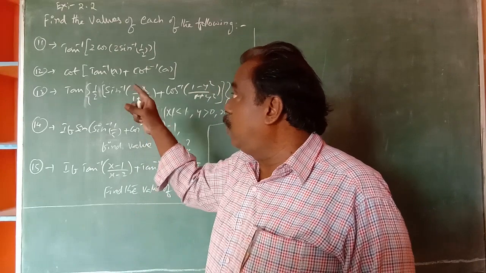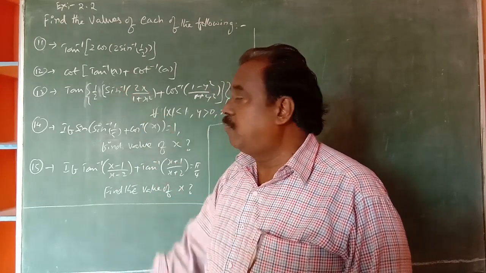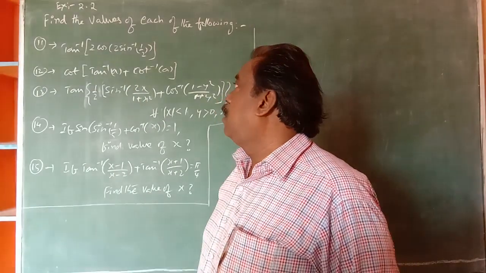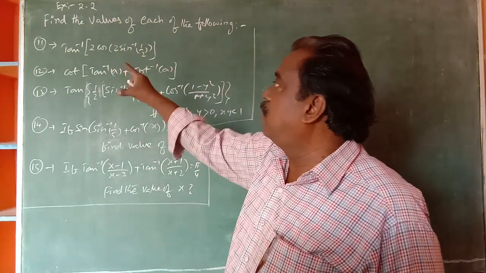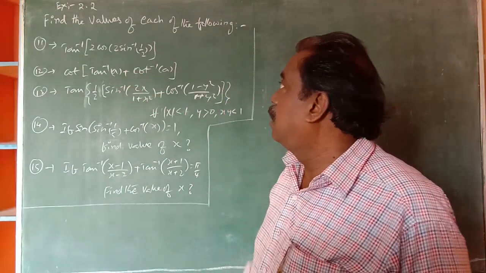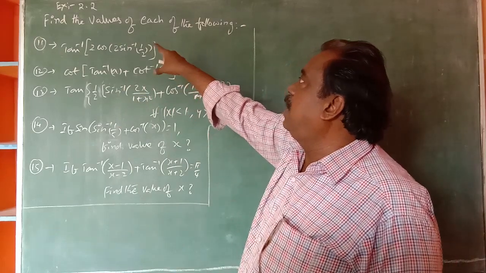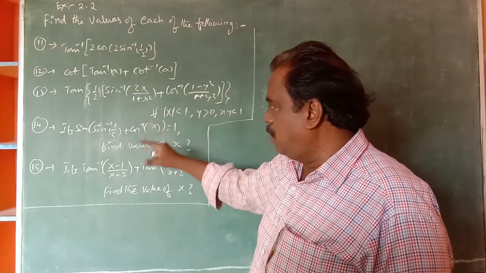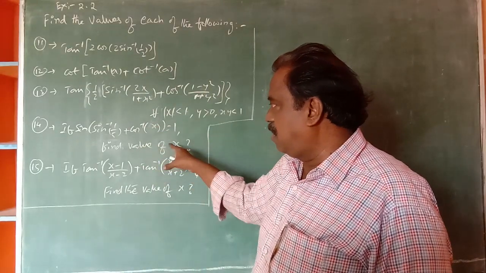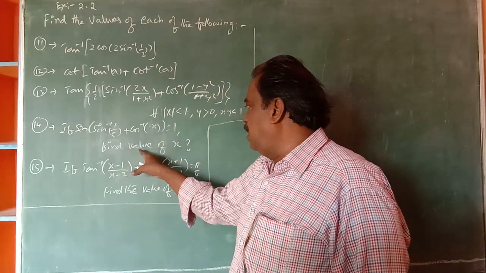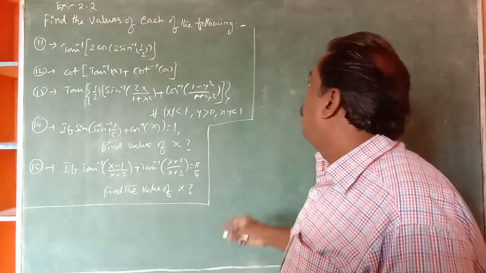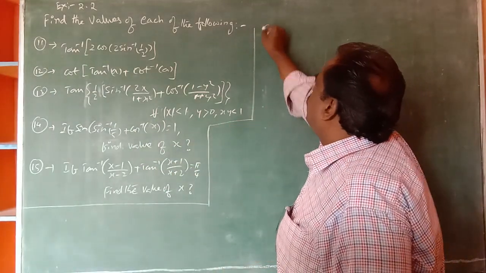Already we discussed exercise 2.2 in the chapter Trigonometric, inverse trigonometric functions, and now we are going to continue from problem 11. First we solved 10 problems. Now these 11, 12, 13 are to find the values of each of the three problems, and in 14, 15 the condition is given in the question itself, and we have to find the value of x. Okay.